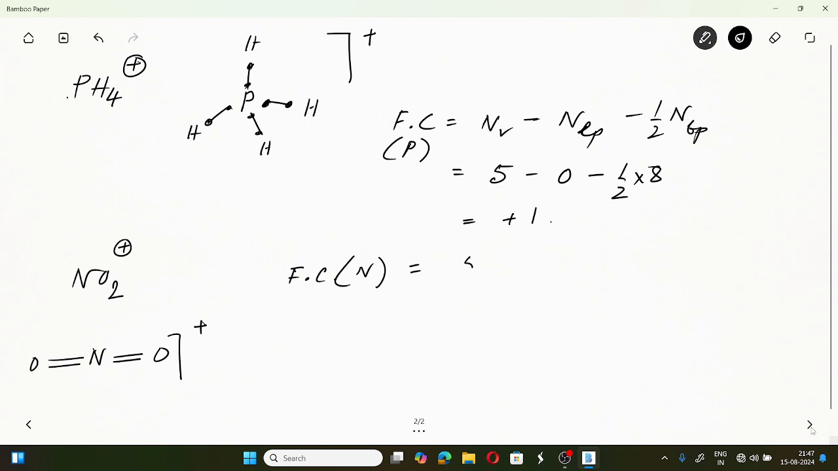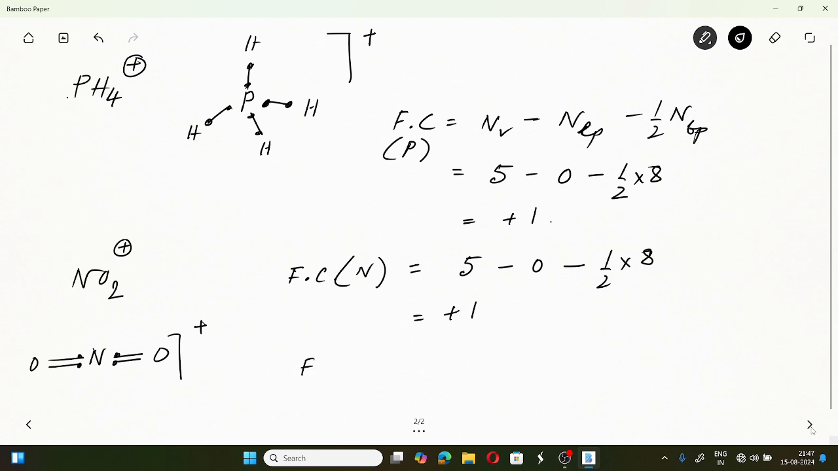What is Nv? 5 outer electrons of nitrogen, minus 0, since the structure is linear without any lone pair, minus half into 8, because there are 4 bonds, so 8 bonded electrons. So once again this is +1.